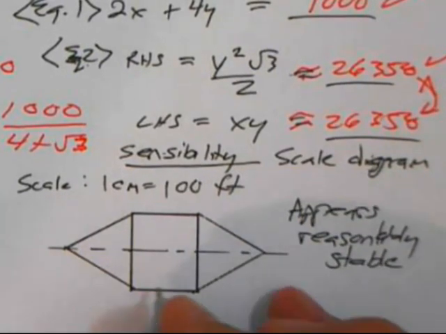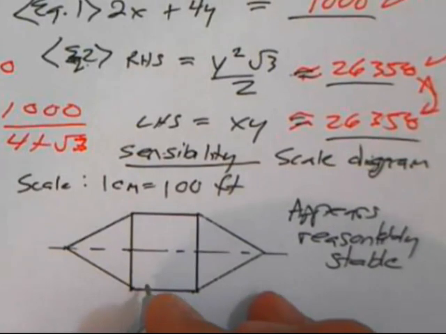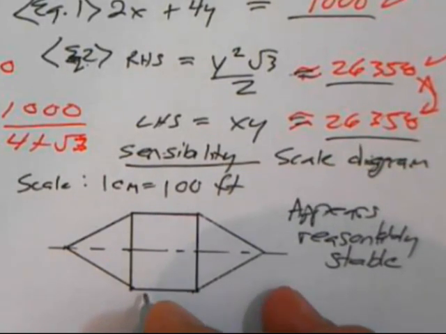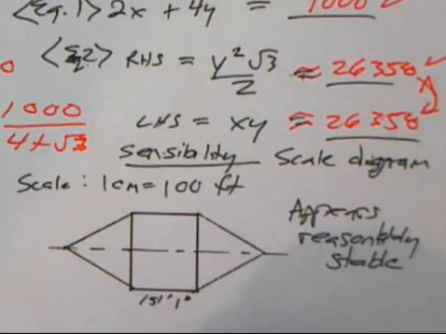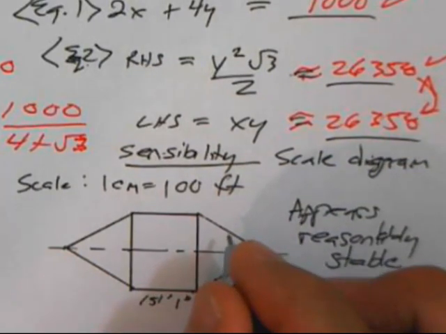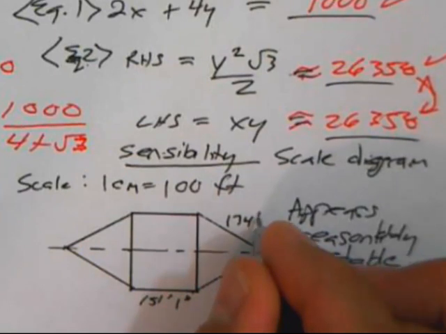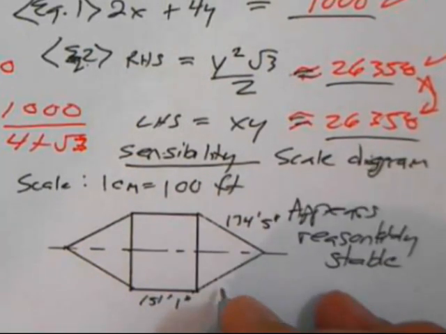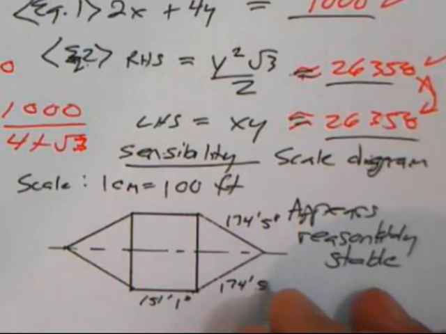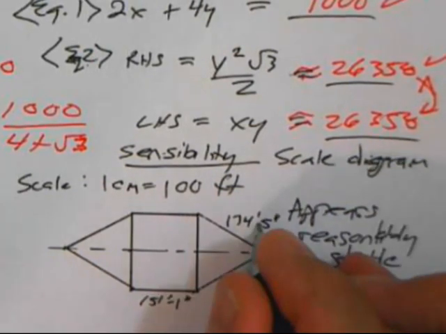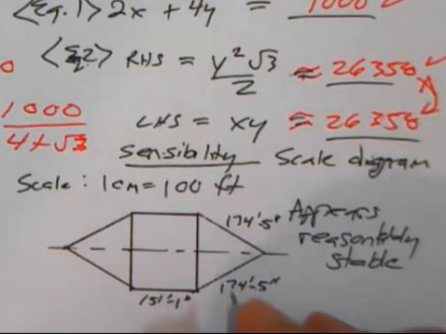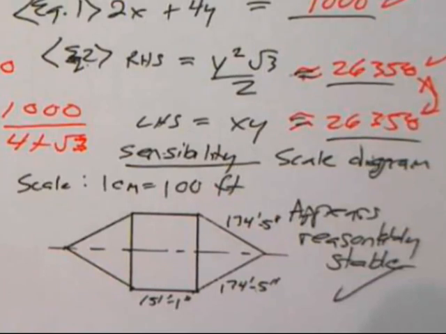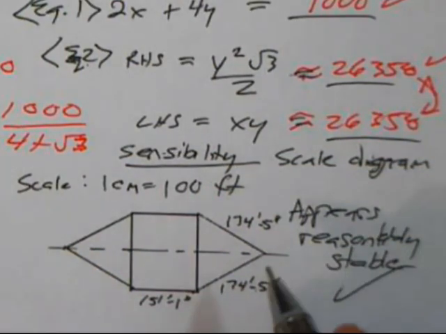And by the way, this was the x here, which maybe I'll put down as its dimension, 151 feet 1 inch, and these y dimensions here, 174 feet 5 inches, like so. And since this looks pretty stable, we'll consider that a check. The answer seems sensible as well as passing the math check. So it looks good.